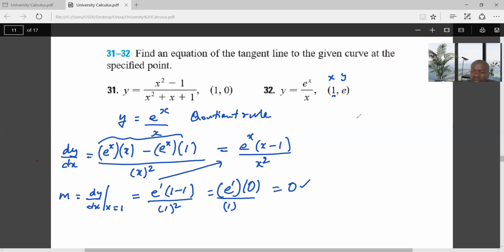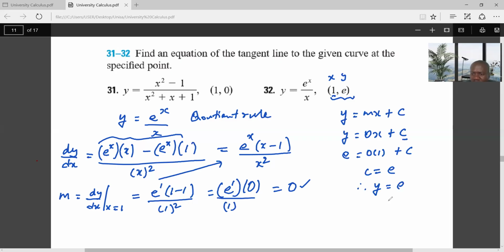And if the gradient is 0, it means you're going to say y equals to mx plus c. What is the gradient? The gradient we know it's 0. So we can get the c only. The c we use that point. The y value is e. The x value is 1. So you see the c is e. Then now what is the equation? Remember the gradient is 0, so it's going to be y equals to e. So it's y equals to e, ladies and gentlemen.